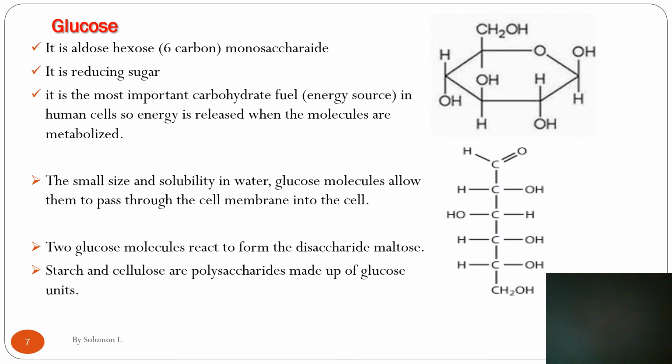Here I'm going to show you in detail some of the monosaccharides. The first one is glucose. This glucose molecule is aldehyde type. It is hexose as well as monosaccharide. The carbon of the carbonyl group is found at carbon number 1. It is hexose because it is made up of 6 carbon atoms. It is monosaccharide because it is 1 sugar unit. It is a reducing sugar because it reduces cupric ion to cuprous ion.